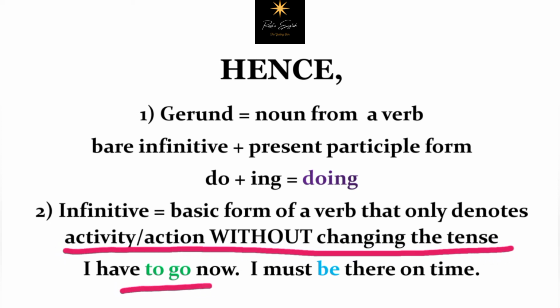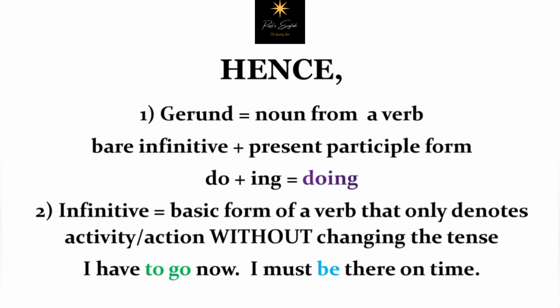I have to go now. I must be there on time. Why do I have to go? Because I must be there on time. Did be change the tense? No, it did not. Did to go change the tense? No, it did not.